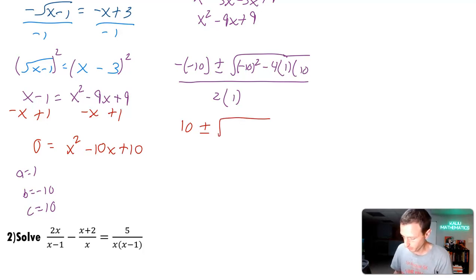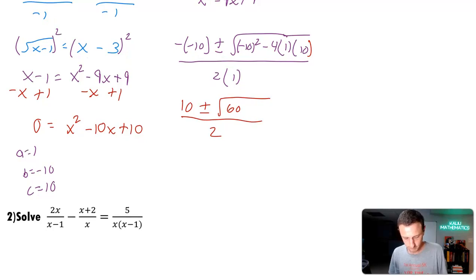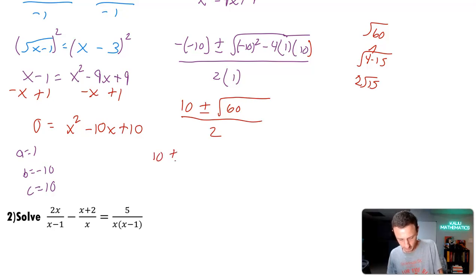I'm going to go to my calculator. So negative 10 squared minus 4 times 1 times 10. That's going to be 60. 2 times 1 is 2. The square root of 60 is the square root of 4 times 15. The square root of 4 is 2. So that's going to be 2 root 15. So 10 plus or minus 2 square root of 15, all over 2.